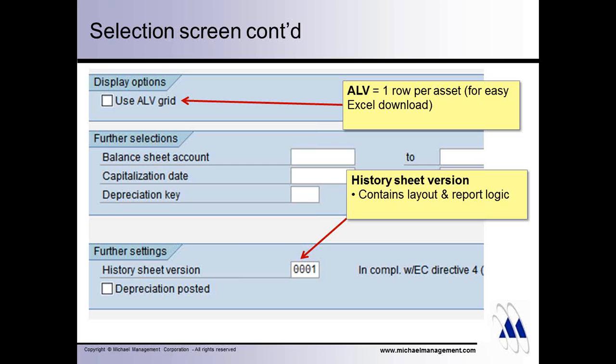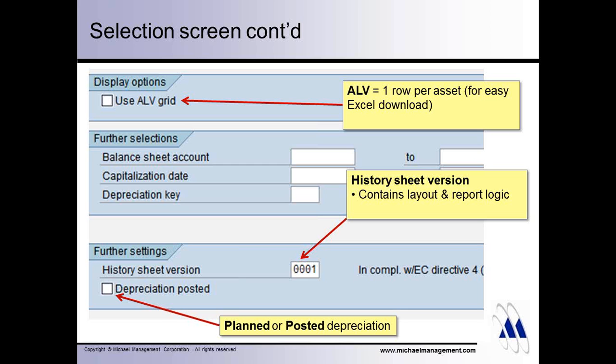Just remember right now that the history sheet version contains the layout of your report and also the reporting logic, the values. So that's why it's very important to pick the right history sheet version before you run that report. And then last but not least, you can run the report for planned values, planned depreciation amounts, or actually posted depreciation amounts. So that makes a big difference too. If you want to use this report to reconcile to the general ledger, for example, always make sure that you click on posted depreciation.